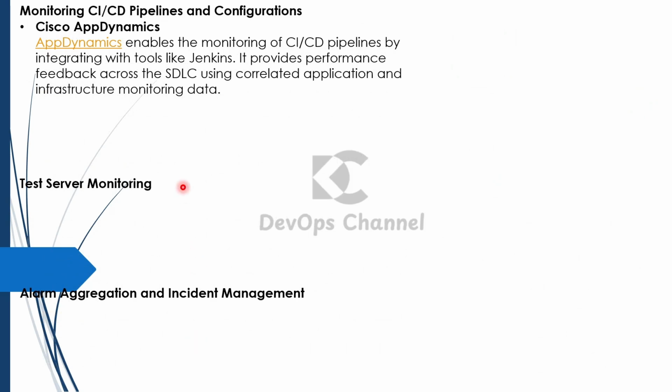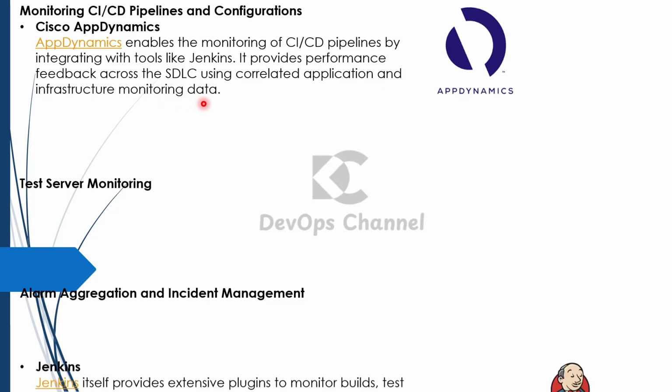Next, if you want to monitor your CI/CD pipelines, we also have some tools in place for that. The first one is Cisco AppDynamics. It enables the monitoring of CI/CD pipelines by integrating with tools like Jenkins. Jenkins is a CI/CD tool, and you can integrate with it. It provides performance feedback across the SDLC using correlated application and infrastructure monitoring data.